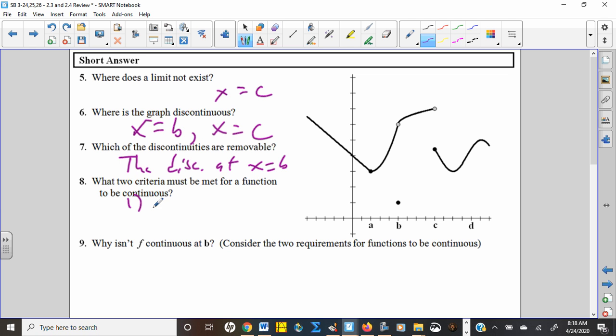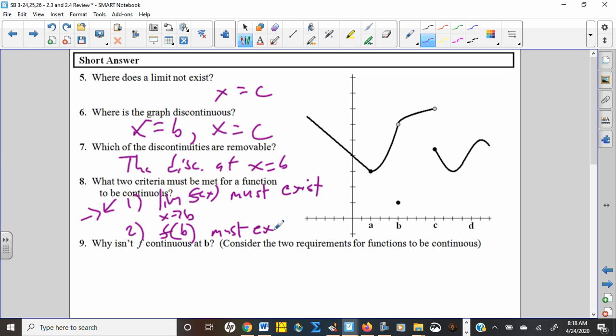The first thing is that the limit of your function, f(x), as x approaches a specific value, whether it's a, b, c, or d, must exist. They're going to ask us about b, so let's just say we're approaching b. What that means is as I approach b, I have to be coming into the same height in both directions. Now the second thing that has to happen is that the function's value at b must exist.